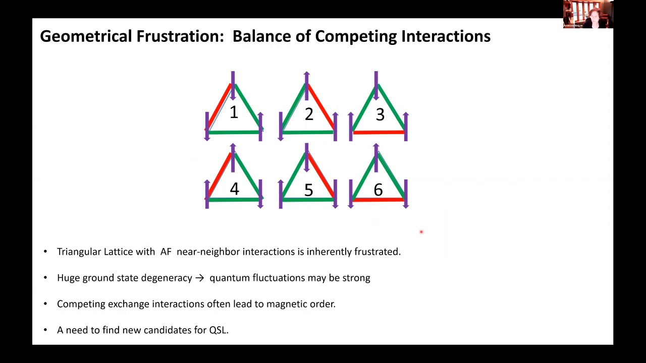But of course, a system doesn't have like 6 triangles. I mean, a system has 10 to the 23rd triangles. And so you can see that there are many, many states that would be available to that system, some of them being ordered, but most of them, the vast majority of them, not being ordered. And so the system will cycle among these many different configurations, even at 0 temperature, by using quantum fluctuations.